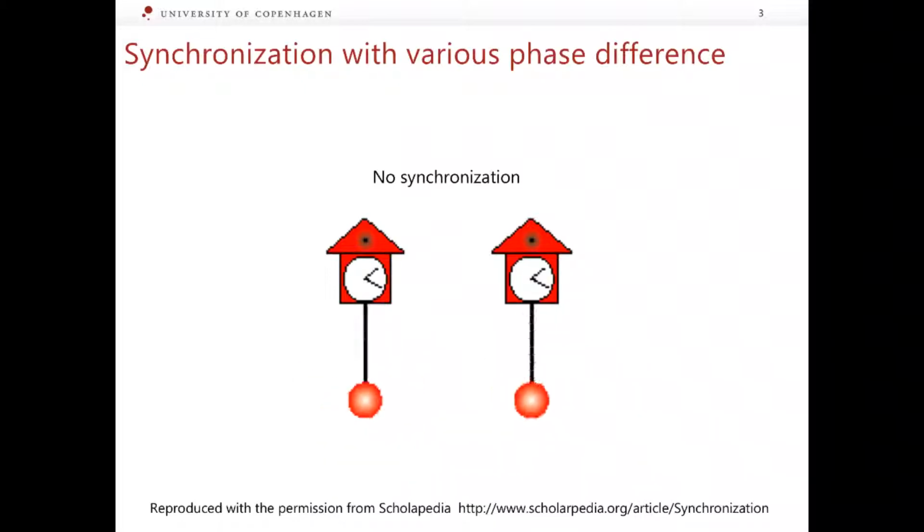This animation illustrates the case when no synchronization occurs between the clocks. Their pendula swing independently of each other. When the left clock is in its far left position, during various oscillatory cycles, the second clock can be at any position.